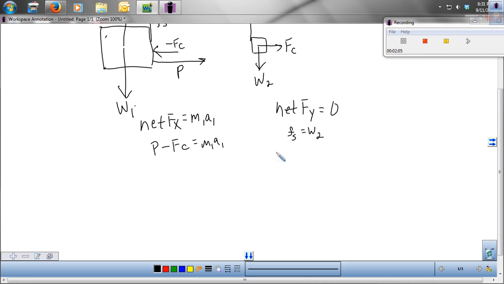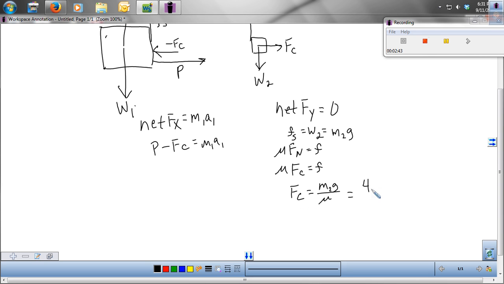So I know that mu times force normal will give me the friction. So my force normal, if this is my surface here, my force normal is F sub C, and mu times that is equal to my frictional force. So I know that F sub C is the same thing as m2g over mu, because here I said that the frictional force is equal to weight 2, which is m2g. So that gives me an expression for the contact force.